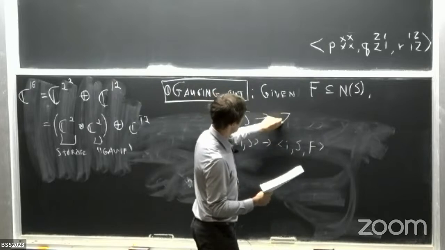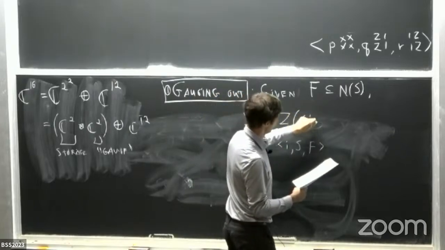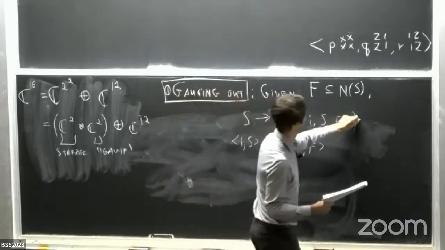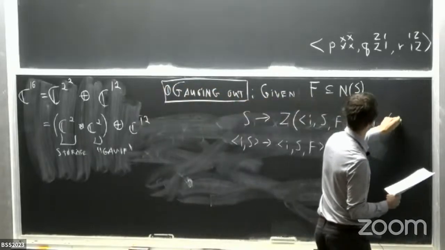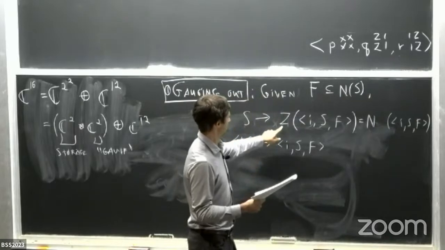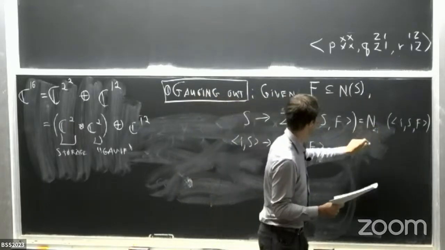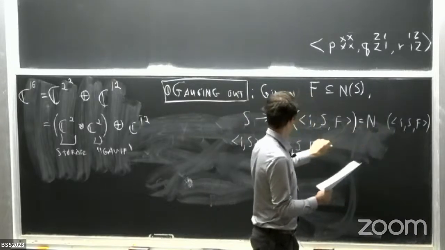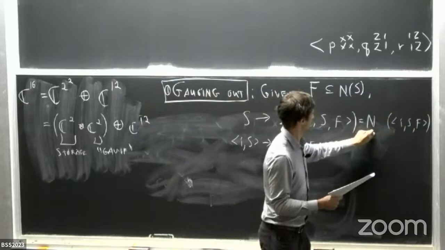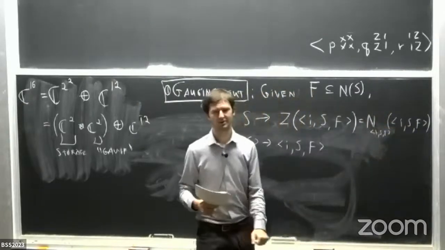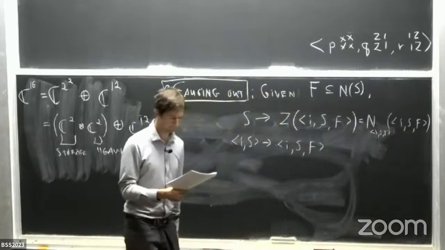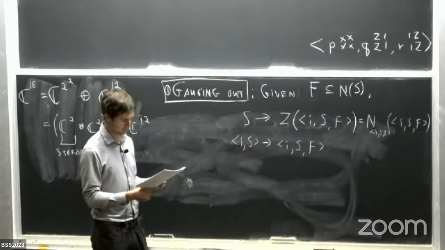The stabilizer group becomes what's called the center: the set of all elements in the gauge group that commute with every single element of the group. Again, the set of everything in here that commutes with everything in here. Okay, so this is a map that should work for general stabilizer codes.